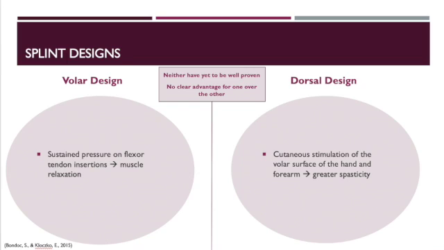It went on to discuss dorsal and volar designs. The argument or research for the volar design claims that it sustained pressure on flexor tendon insertions, in which results in muscle relaxation. On the other side, the research they found argued for the dorsal design, saying cutaneous stimulation of the volar surface of the hand and forearm triggers greater spasticity. However, neither design has yet to be well proven, and there's no clear advantage to either one.